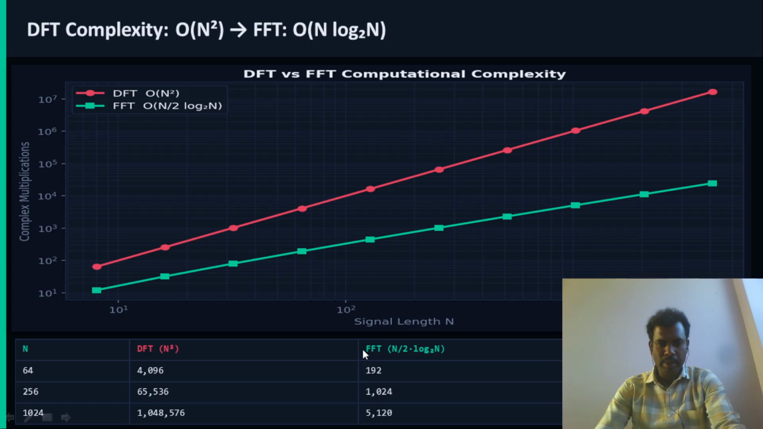If we calculate by using the FFT algorithm, it is N by 2 log N multiplications to be performed. But for addition, it is N log N additions. That's why it is of the order of N log N. So for multiplication, it is N by 2 log N. If N is equal to 64, logarithm of 64 base 2 is 6. N by 2 is 64 by 2, that is 32.